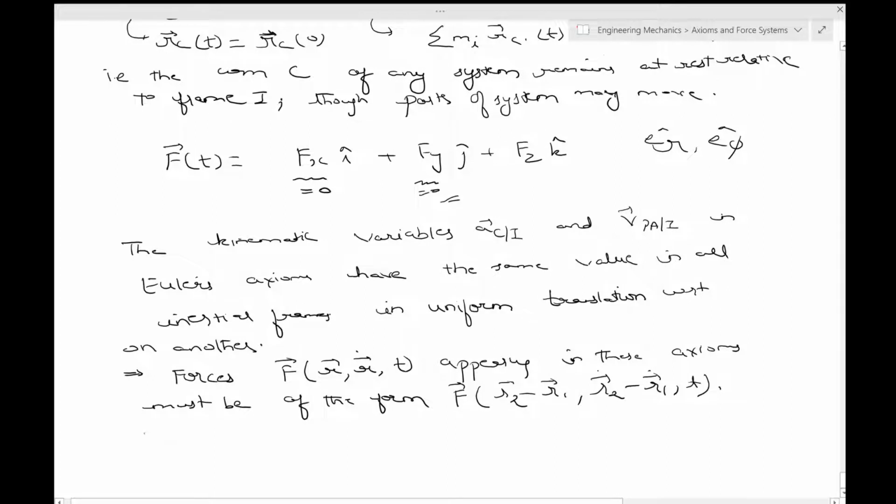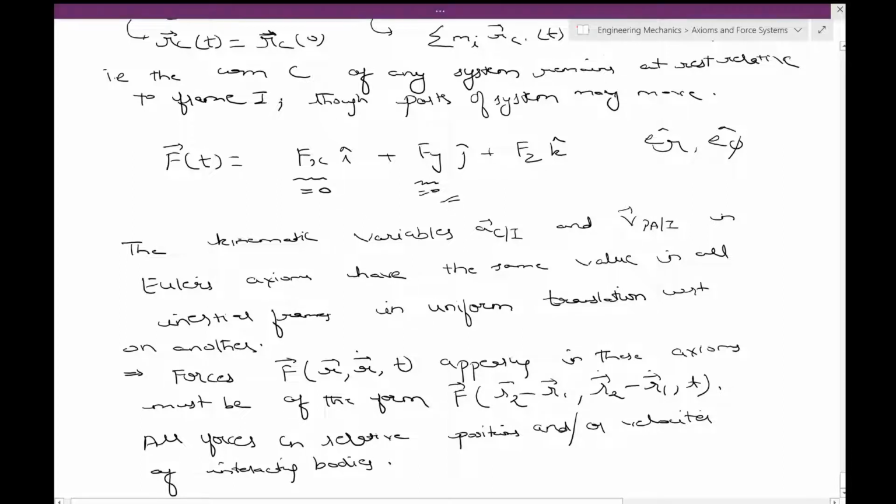So all forces depend on relative motion, relative positions and/or velocities of interacting bodies.